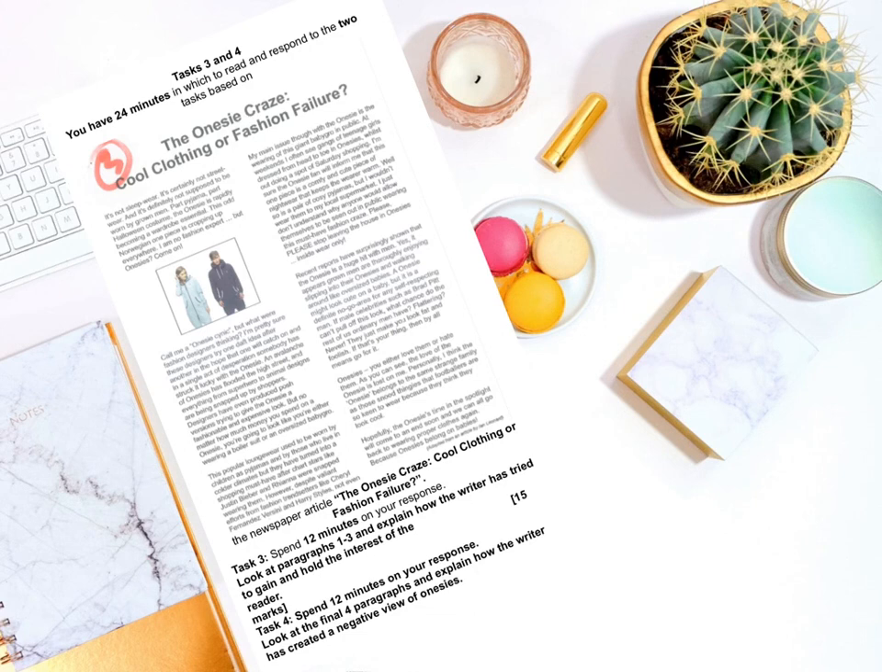You will have the first bit of text and then task 3, and then you'll have the second bit of the text and task 4. It will always be from the same newspaper article, just a different section of it, okay? So maybe the start and the end or a bit in the middle.